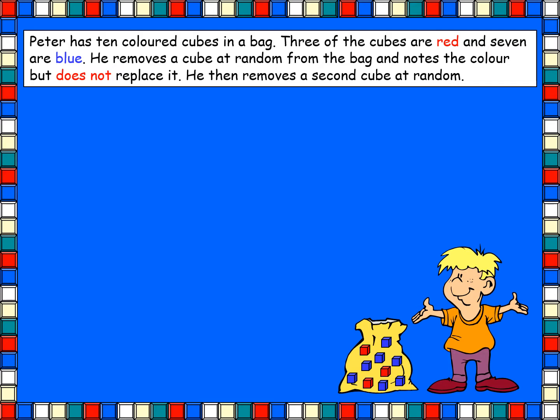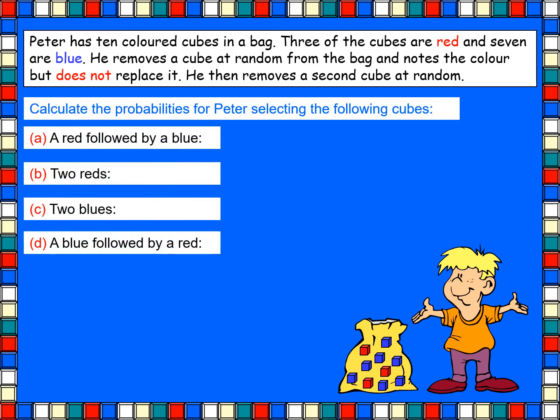Now an exam question. Peter has 10 coloured cubes in a bag. 3 of the cubes are red and 7 are blue. He removes a cube at random from the bag and notes the colour, but does not replace it. So these are dependent events. The second probability is completely affected by whatever happens the first time. He then removes a second cube at random. You're going to have a go at these. Now, read through them, pause the video, and when you're ready, I'll reveal the answers.